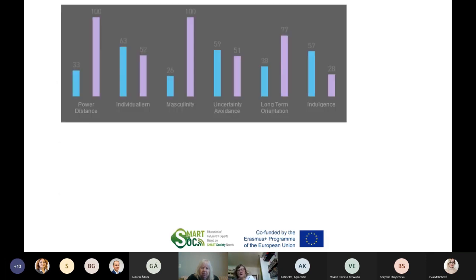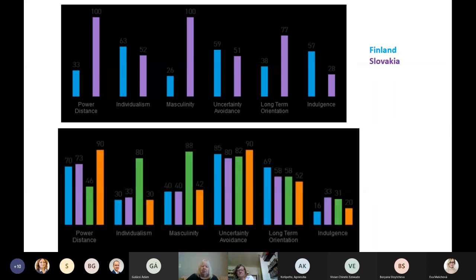Okay, so let's go further. That was just some examples. We'll give you the PowerPoint, some examples of different countries. If you could just click once more, Kati. The first one shows the difference between Finland and Slovakia, so quite big differences. You see that Slovakia is seen as a very masculine country, Finland is a very feminine country, etc. And then you see the cluster down below, which we've already discussed. Okay, thank you. End of Hofstede.